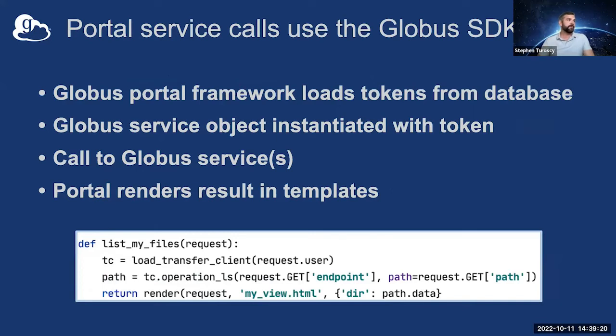We're making those service calls using the Globus SDK mostly. We'll load a token from the database. We'll instantiate a service object with that token. That could be a transfer service or a search service. And then we'll make calls to Globus with that service and render those results in a template.